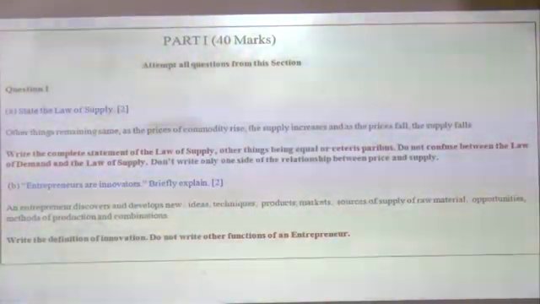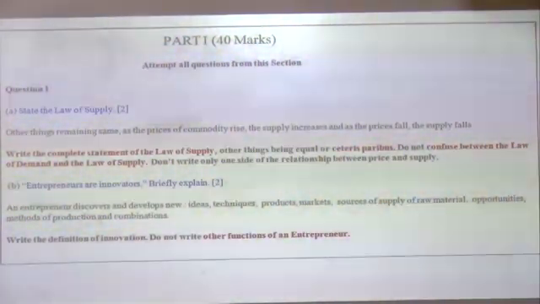The next question was question number 1B. The question was, entrepreneurs are innovators. Briefly explain. A 2 marks question again, compulsory. So an entrepreneur discovers and develops new ideas, new techniques, new products. He searches for new markets, sources of supply of how to get the raw materials at low cost, opportunities that he's going to get, how he is going to produce, method of production, and combination of the raw materials. All these need to be written.